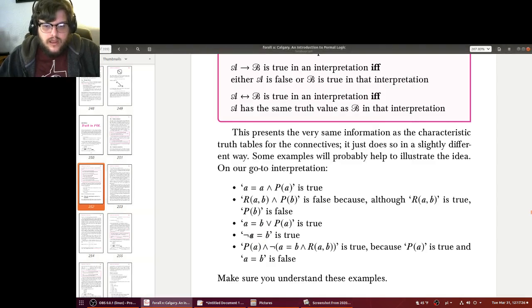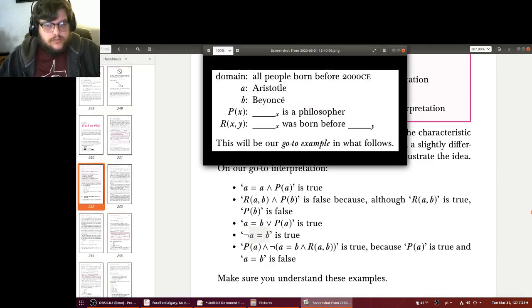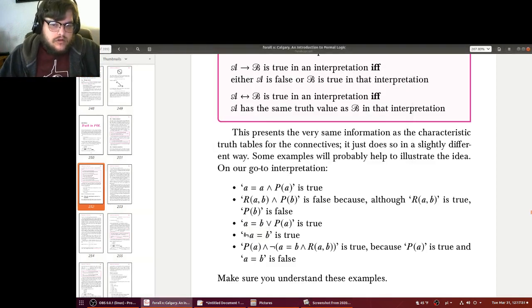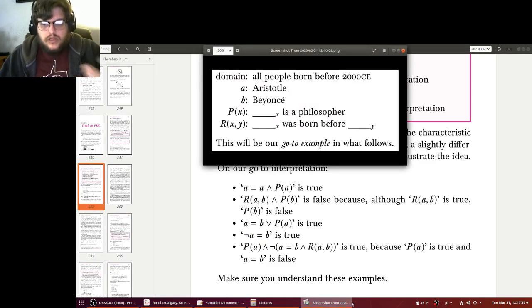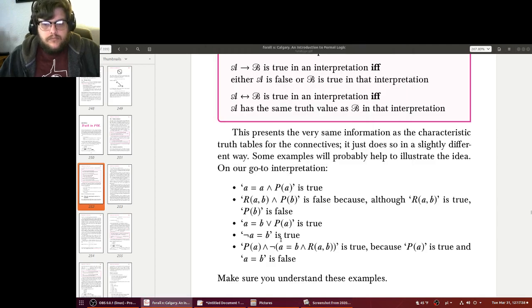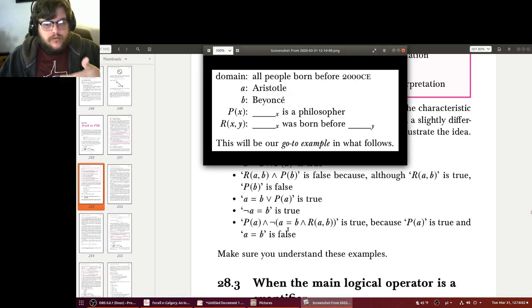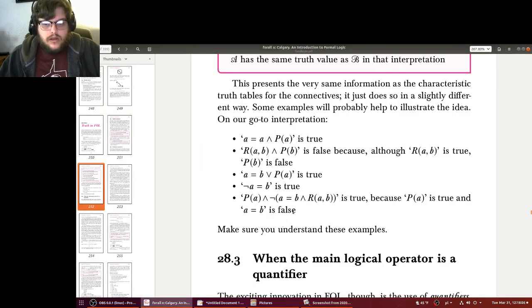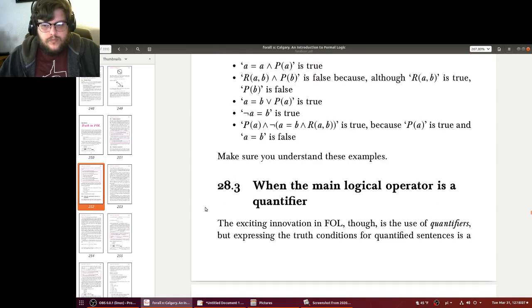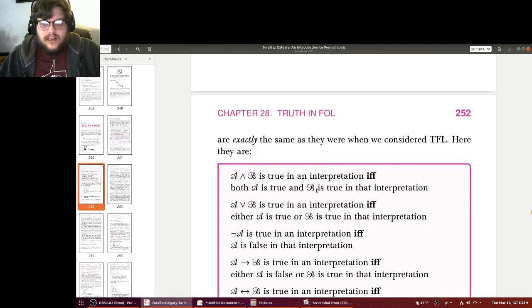This one's interesting. A equals B is false, right? Because A is referring to the object in the domain called Aristotle, B is the object in the domain called Beyonce, and that equality is false. They're not equal. But to say that they're not equal, well, that's true, because negation swaps the truth value of the sentence. My advice is to go through the rest of these and just make sure you understand which ones are true and which ones are false. They're all pretty straightforward. No problem. Okay, so that handles connectives, okay?